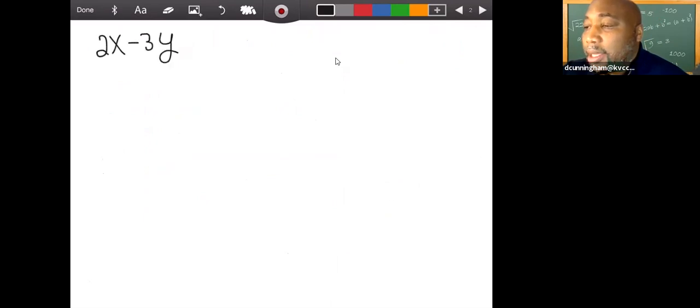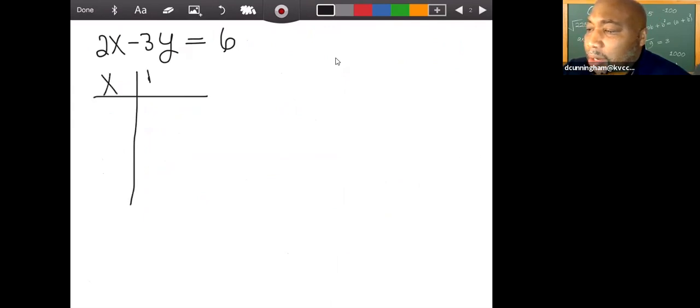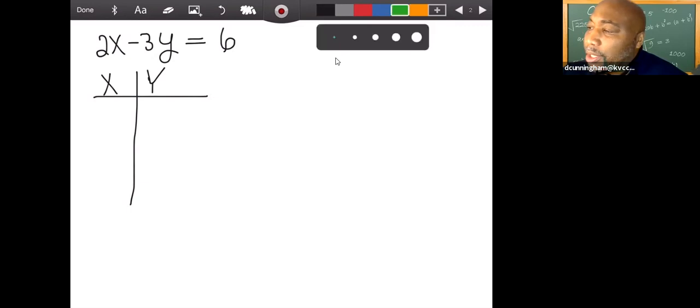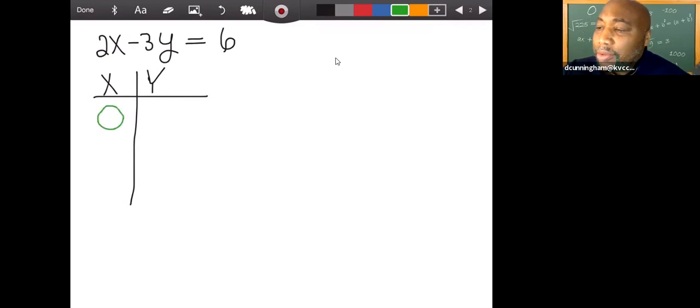Now let's look at another graph. Let's look at graphing another equation. Let's say we have 2x minus 3y is equal to 6. So let's graph that. In this case, I'm going to use my X and Y table, and I'm going to choose values. The values I'm going to choose, I'm going to put in green. So let's say X is equal to, let's use a value 0. You could use 1, you could use 2, I'm using 0.